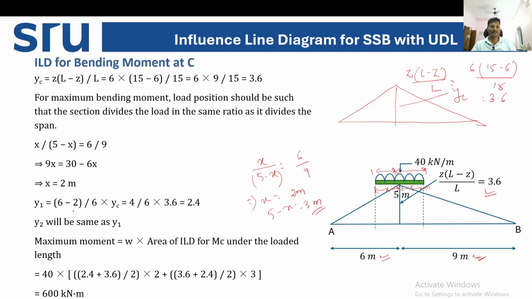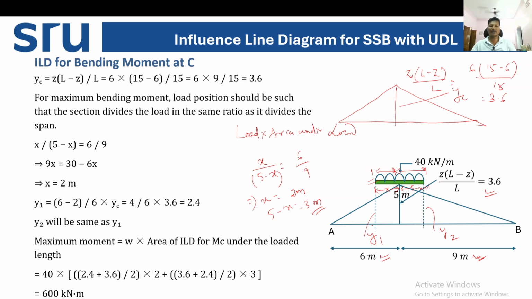Now how can we calculate Y1? This is the position of the UDL. So how to find the maximum bending moment? The formula will be the same: load into area under the load. To find the area under the load, we need to identify this height Y1, let's say, and this height Y2. So first calculate Y1.